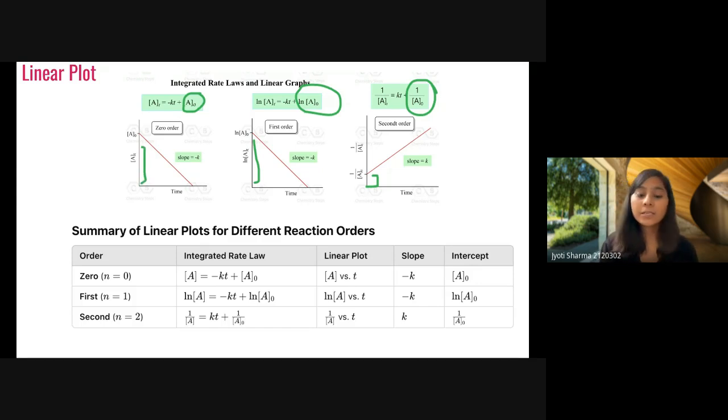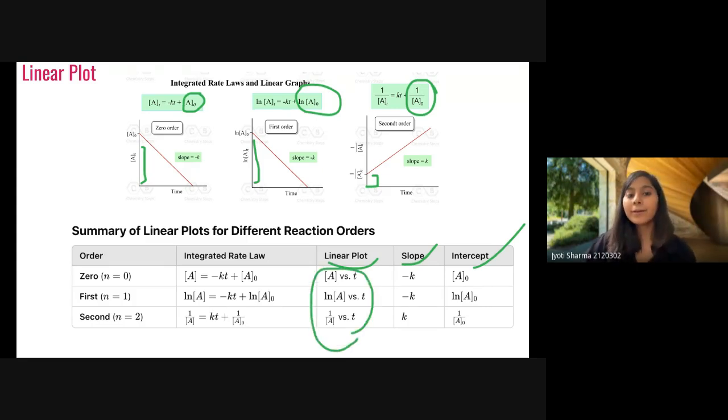So from that integrated rate law, if we are plotting a linear plot, then we have some slope value and some intercept. Based on that slope value and intercept, and whether it is A versus t, or natural log of A versus t, or 1 upon A versus t, we can determine what kind of order reaction we are talking about.